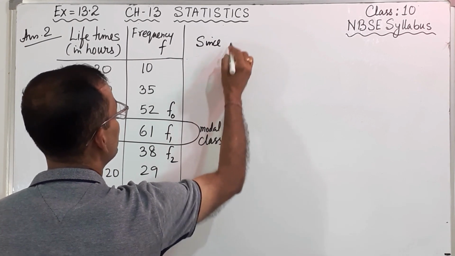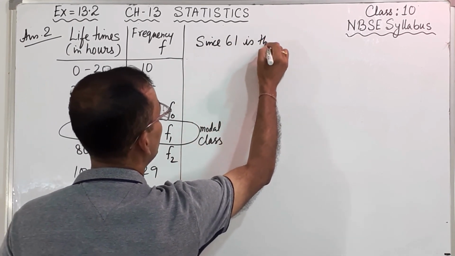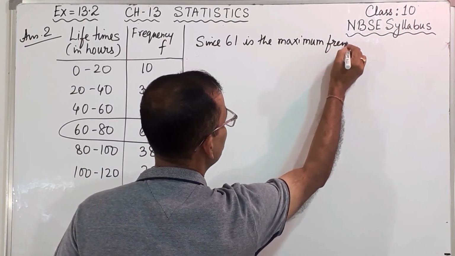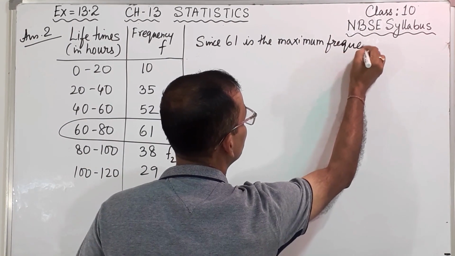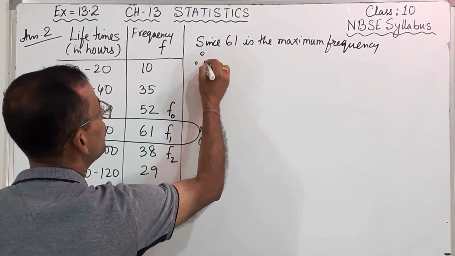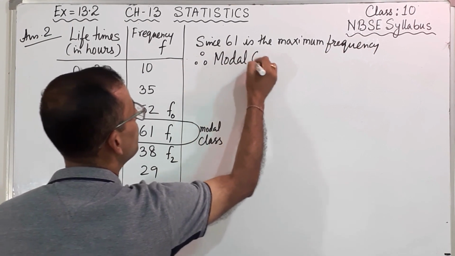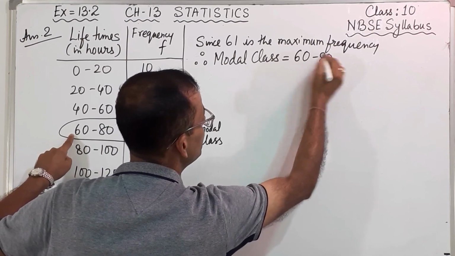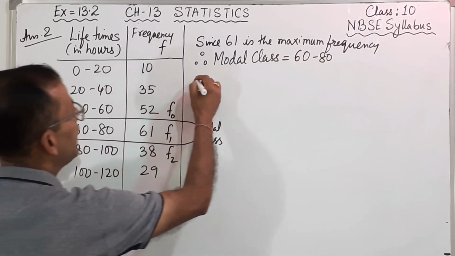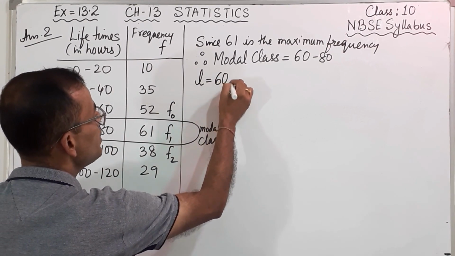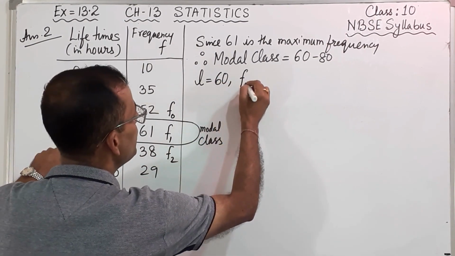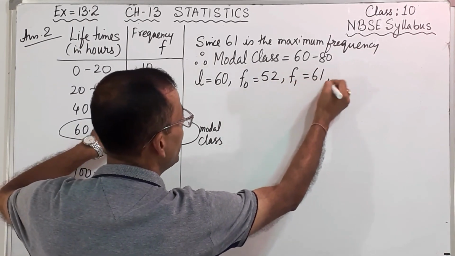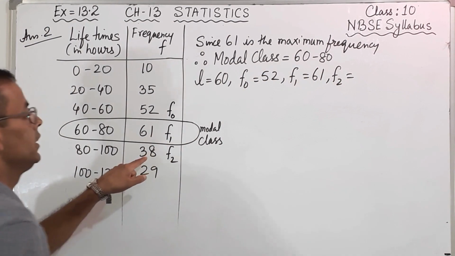Now I will write: since 61 is the maximum frequency, therefore modal class equals 60 to 80. Now we will write the values. L is 60. Then F0 is 52. Then F1 is 61. F2 is 38.